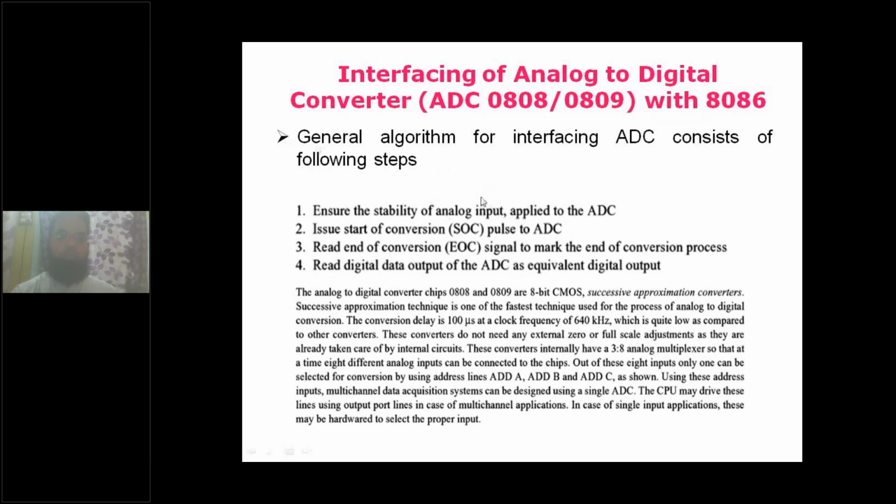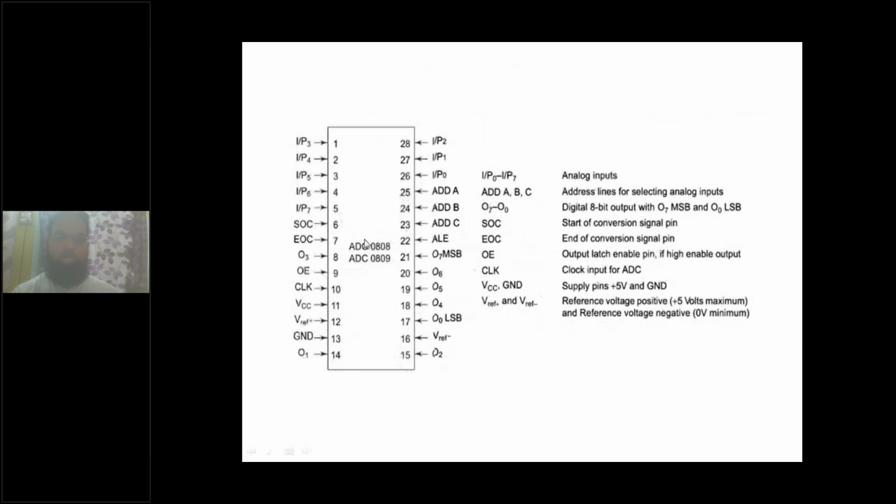See here, this is the pin configuration of the A to D converter. You can observe 8 IP lines. IP lines are nothing but analog input lines. These are from IP0 to IP7. These are 8 analog input lines. Among the 8 analog input lines, only one analog input line will be selected.